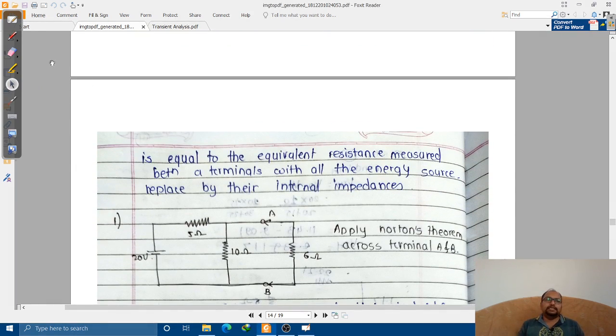And the equivalent resistance is equal to the resistance measured between the terminals with all the energy sources replaced by their internal impedances. Let us see one example.